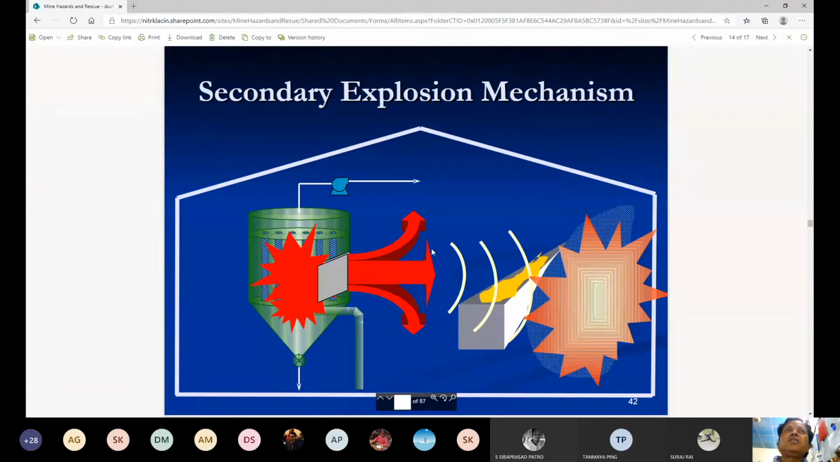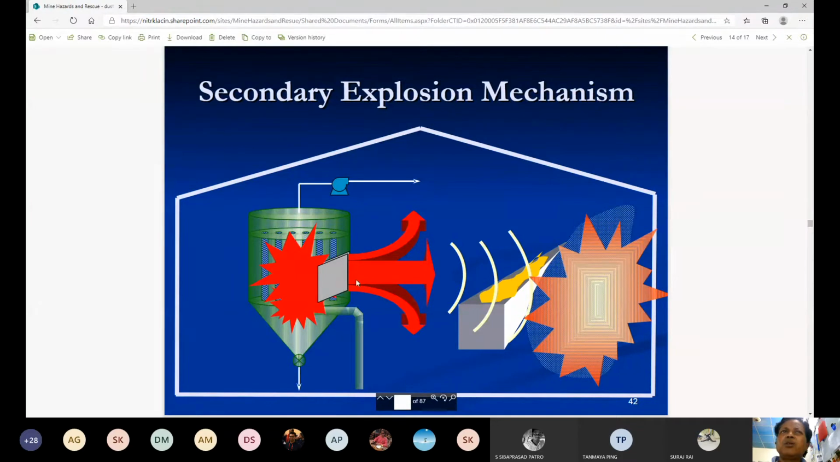So this is the secondary explosion. This is the primary explosion, on the right hand side. From the primary explosion, the shock waves travel and collide over this surface, and this secondary explosion takes place.